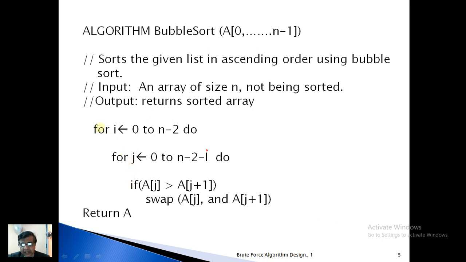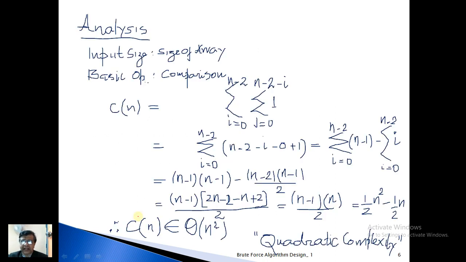After both the for loops, the inner for loop as well as the outer for loop, what we get is the sorted array. Then the algorithm will return this back. Now we will analyze the algorithm. Because it is a non-recursive algorithm, it is amenable to be analyzed under the framework of analysis of algorithms.